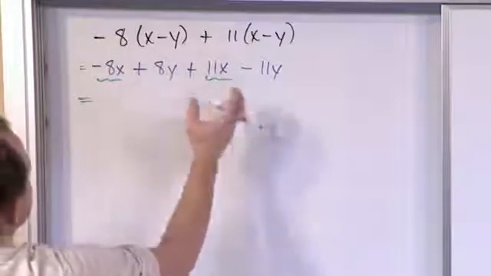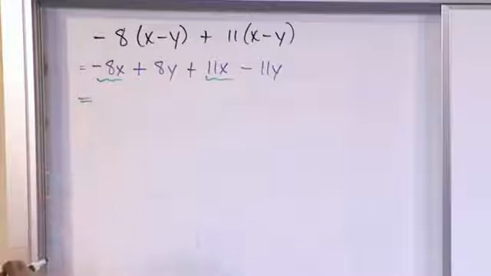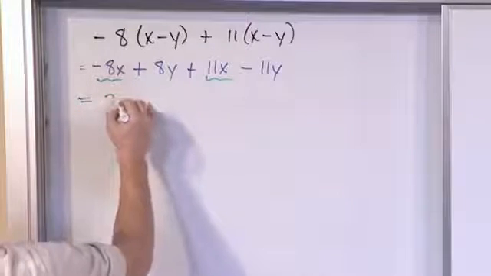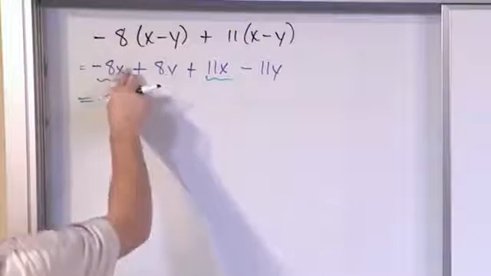So what is negative 8 plus 11? It's the same thing as 11 minus 8, which is 3. So 3x. And I have to carry the x down because that's what I'm talking about.